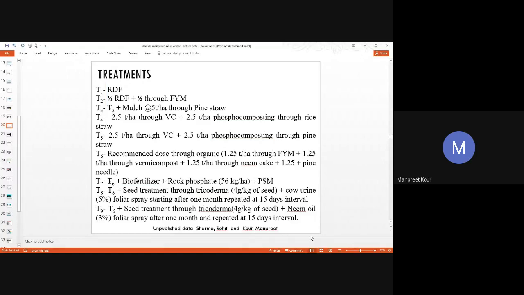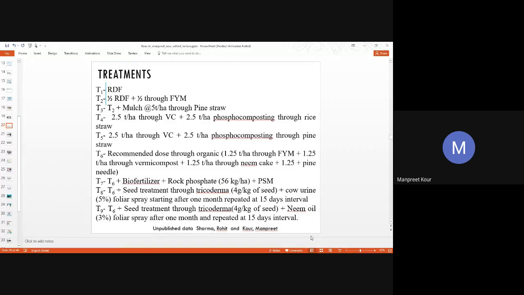T8 is where trichoderma and cow urine are used, because we have to control pests and diseases there. For that, in the one treatment T8, we are using cow urine, 5% foliar spray, at a 15-day interval. And in the T9 treatment, we have used neem oil, 3% foliar spray.